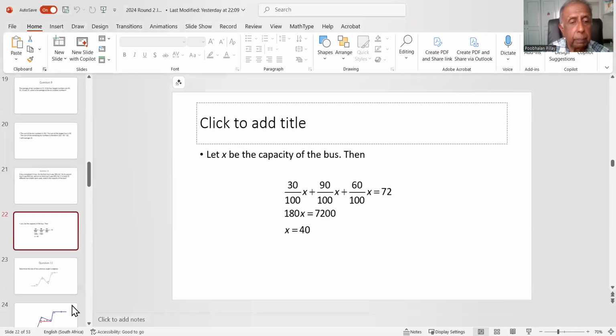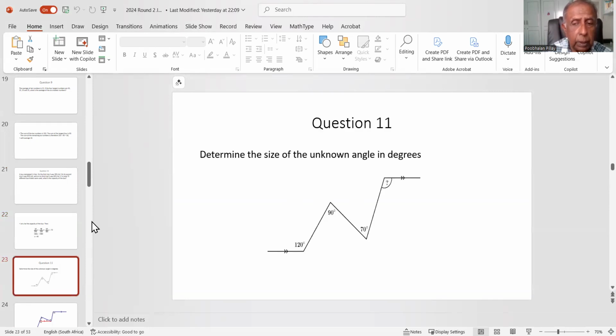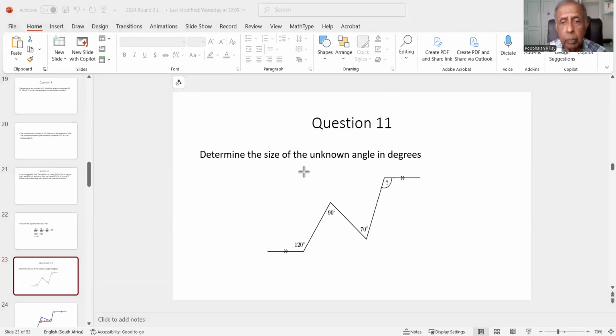Okay. So X is 40. All right. So this is the same answer that I got when I worked it out some time ago. So let's get on to the next problem. We go to question 11. Determine the size of the unknown angle in degrees.